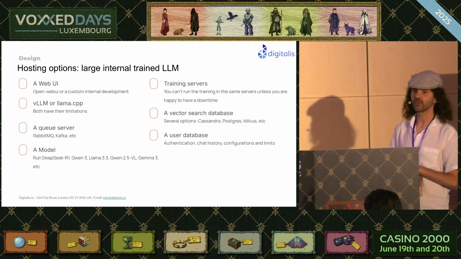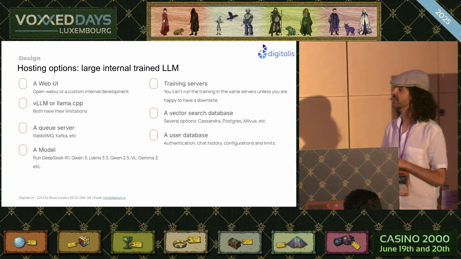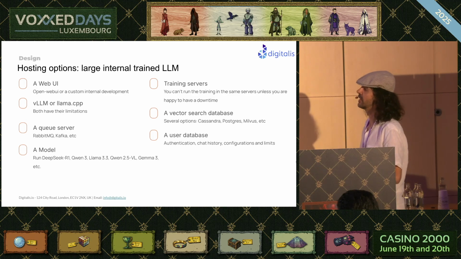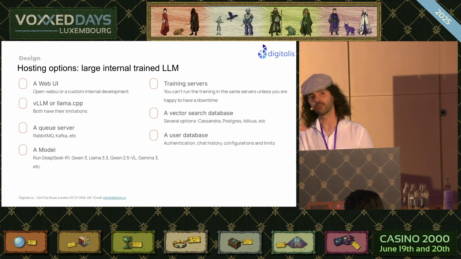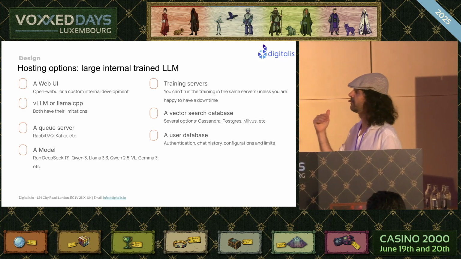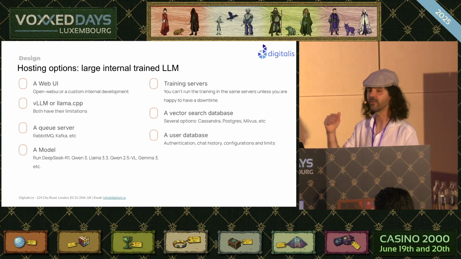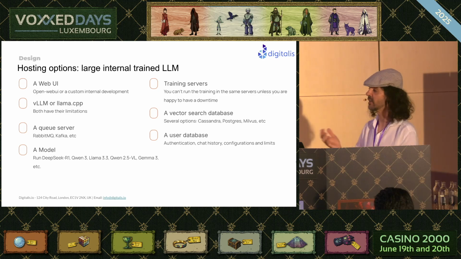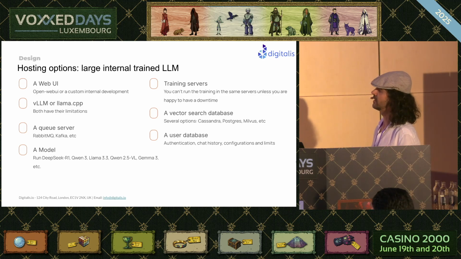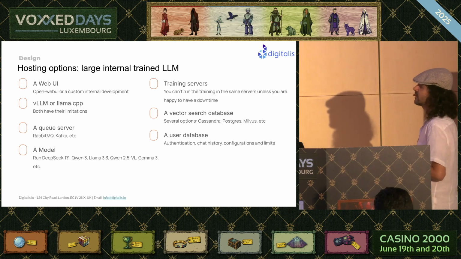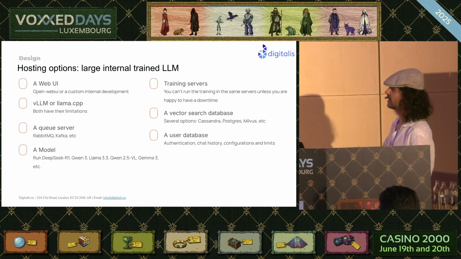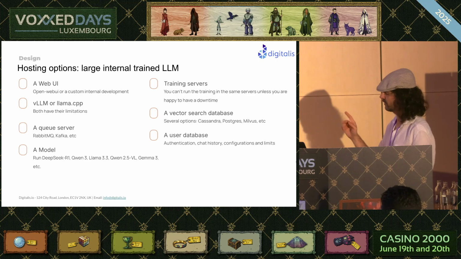You're going to need a vector search database. You're going to be storing all the data learned through your AIs. And obviously, you want to protect your data with authentication, and you're going to configure limits on how much a user can use the models. You're going to need also a user database for storing some additional configurations. And the last bit is a queue server, and that's something I will speak more about a little bit further down.